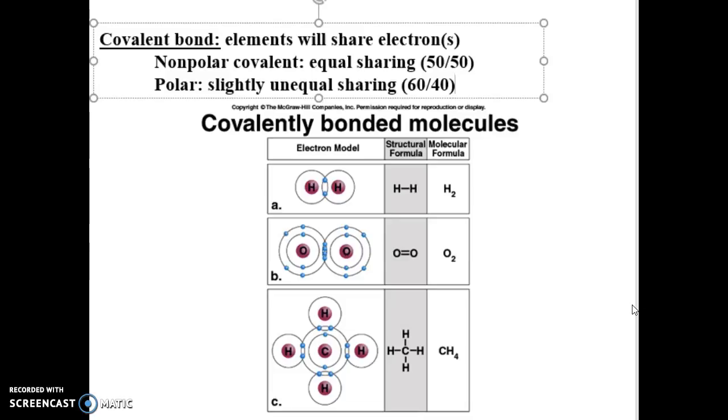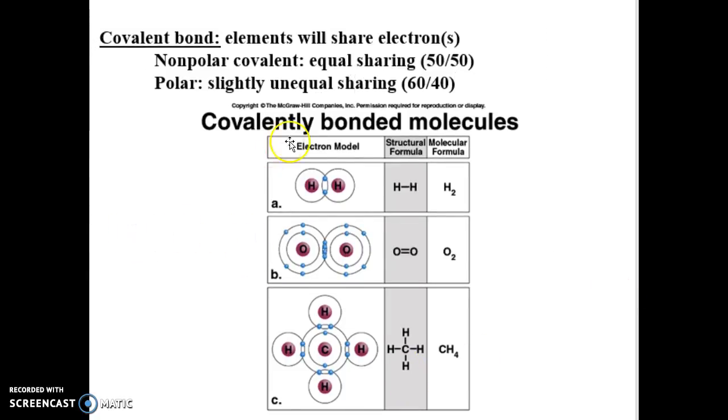Okay, so when we look at examples of covalent bonded molecules, things like hydrogen as a gas, H2, they each share one electron from the other. So this hydrogen shares its electron with that hydrogen, this hydrogen shares its electron with that one, and they're both happy. And this forms hydrogen gas, H2.